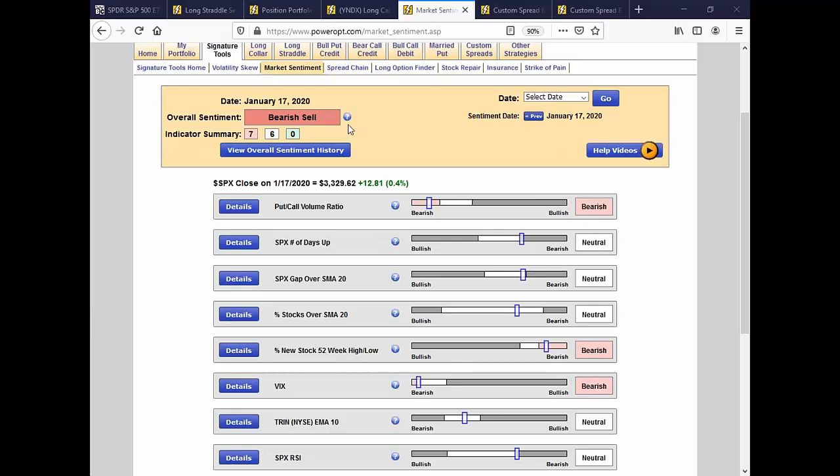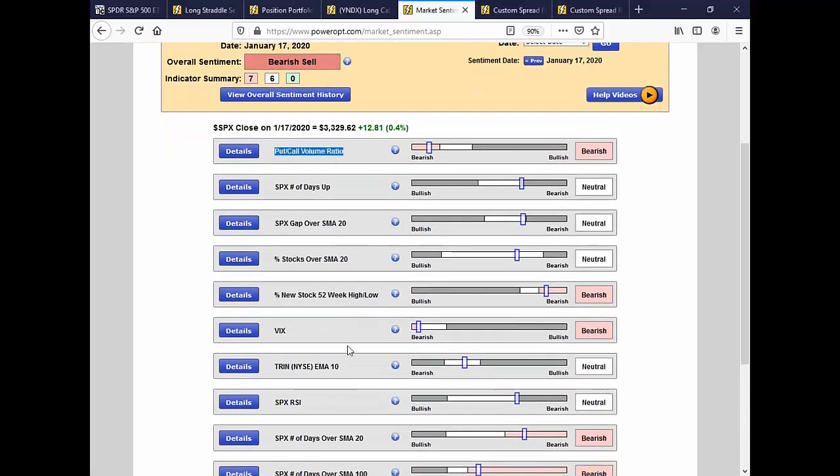I expect to see, when this triggers, especially at this high, 7 to 6, a bearish sell. It's not a warning. It's not a light sell warning. It is a bearish sell. 7 to 6. Of the 13 indicators, what does this mean? 13 indicators, things such as put-call volume ratio. Number of days SPX has been up. That's almost bearish. That's pretty much bearish.